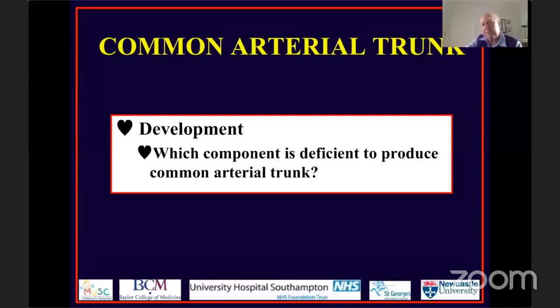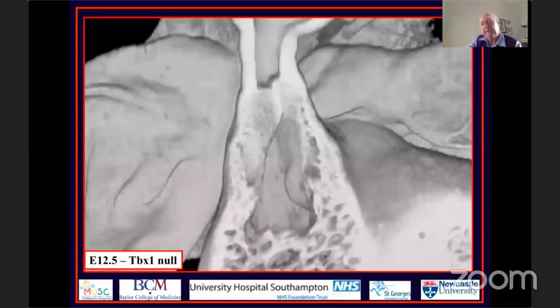It's important because we need to know which components of these developing structures are deficient so as to produce a common arterial trunk. And is it justified to describe this entity as a persistent truncus? So we now are fortunate because we have genetically perturbed mice that we know have common arterial trunk.